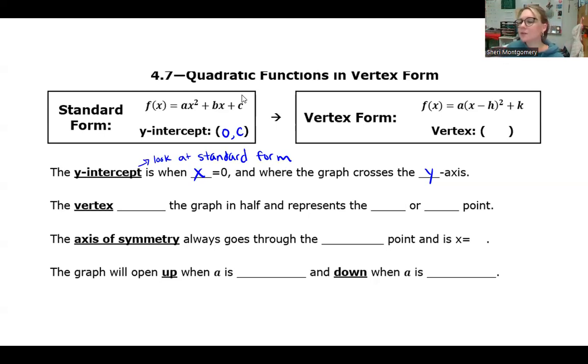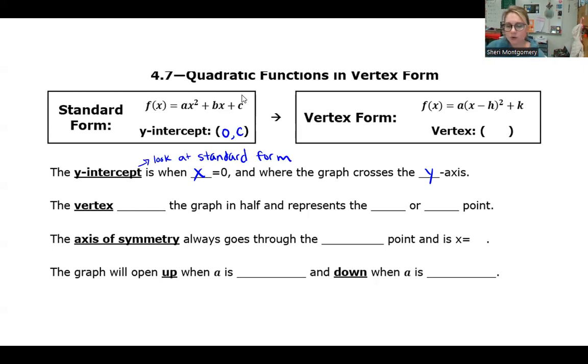But other than the y-intercept, standard form is not very useful when you need to graph a quadratic. The only way that you would be able to do it is by plugging in a bunch of x values and figuring out a bunch of y values. It's not very helpful when you're graphing quadratics. And then you might end up with fractions along the way. So graphing in vertex form is extremely helpful.